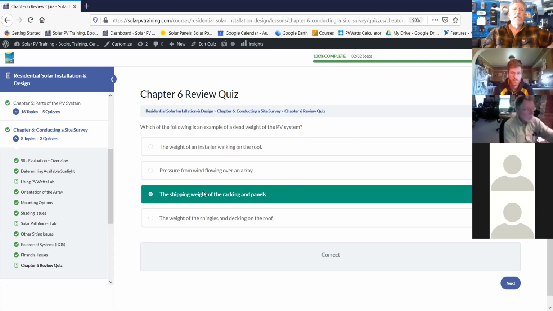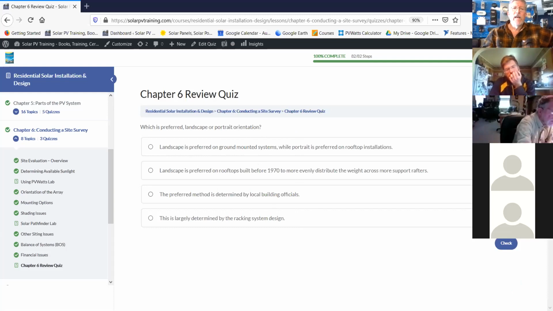So the dead weight is just going to be the shipping weight of the racking, the panels, the electronics, whatever you're putting up there on the roof. So that's the dead weight. The live weight, typically we're talking about installers walking around, wind flow. In California, especially, seismic tremors will cause a weight issue on your panels. So you've got to factor for that as well.